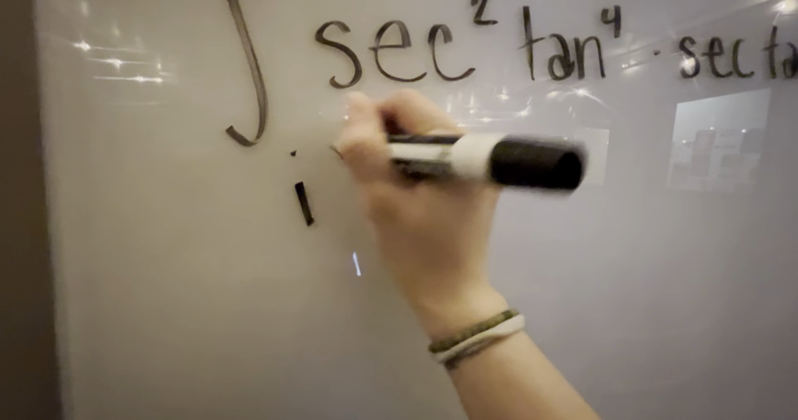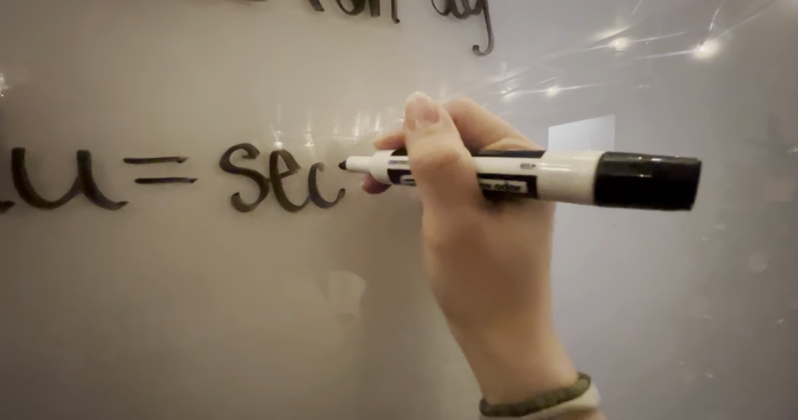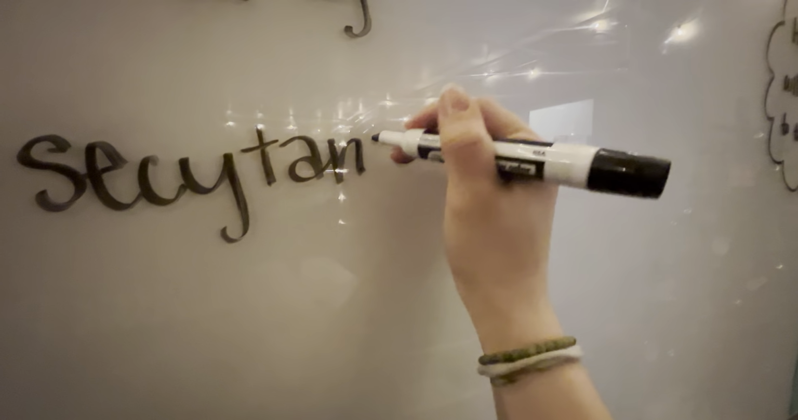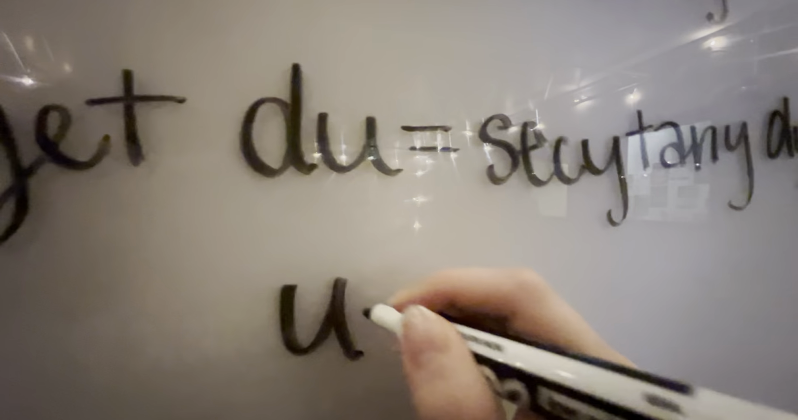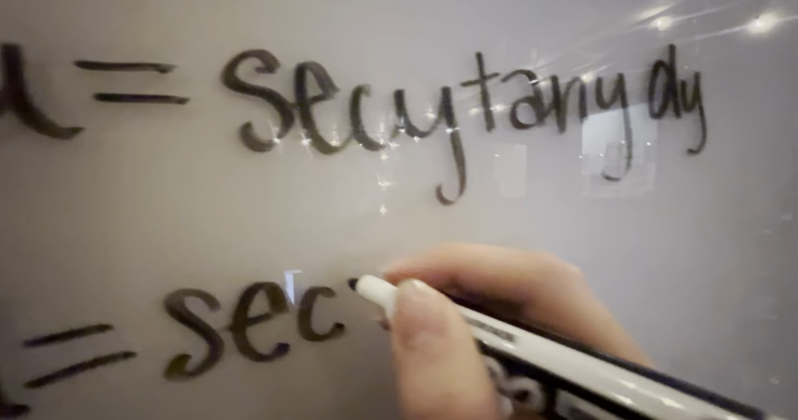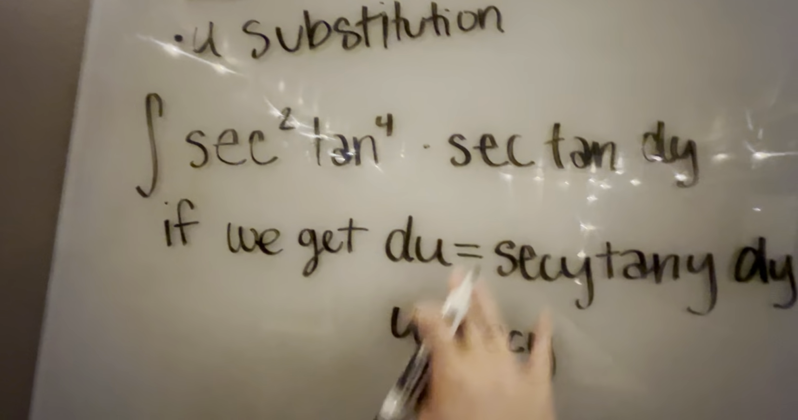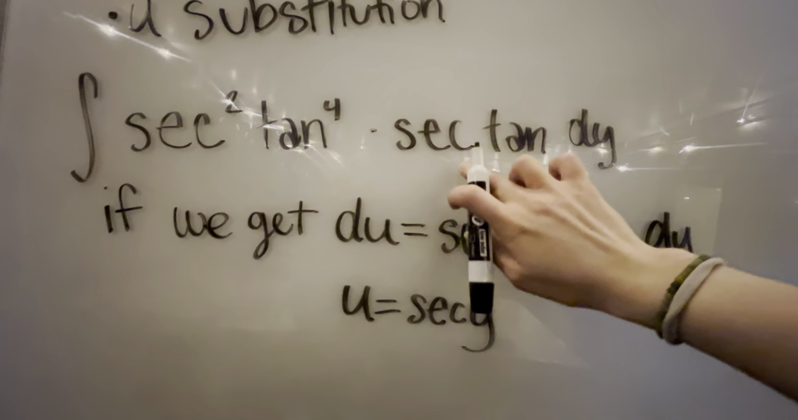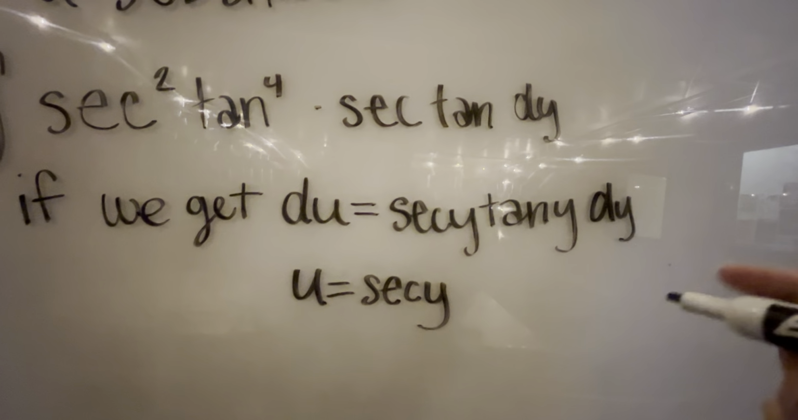So if we get du equals secant y tangent y dy, then u equals secant y. So we can make u here and derive these two, I think.